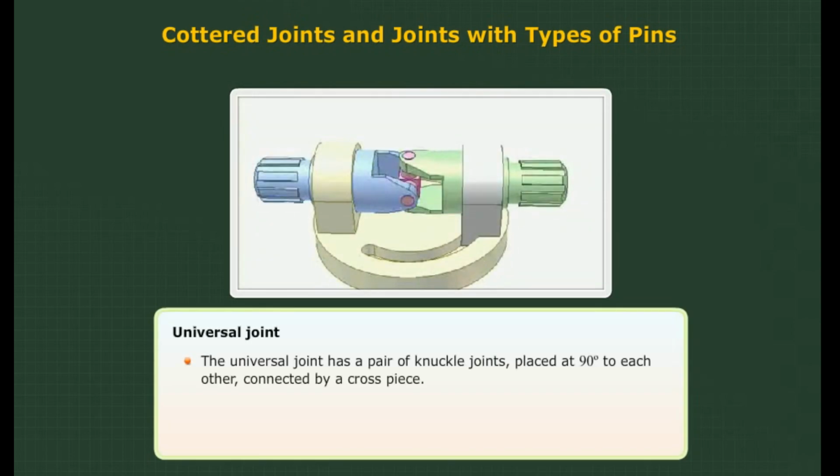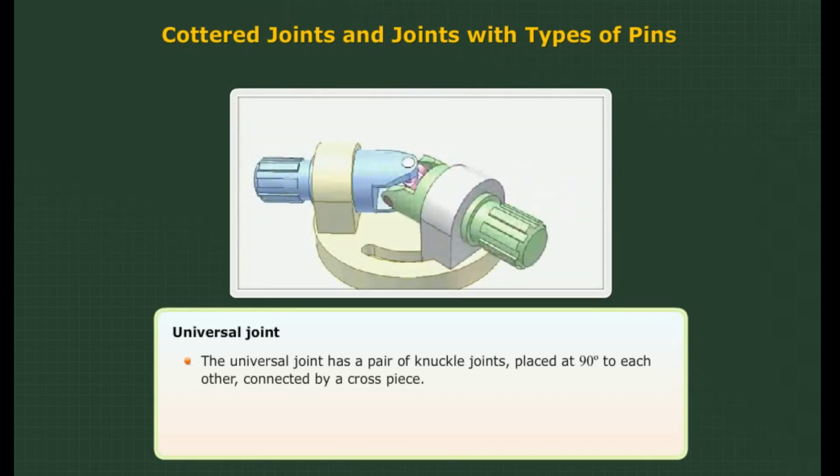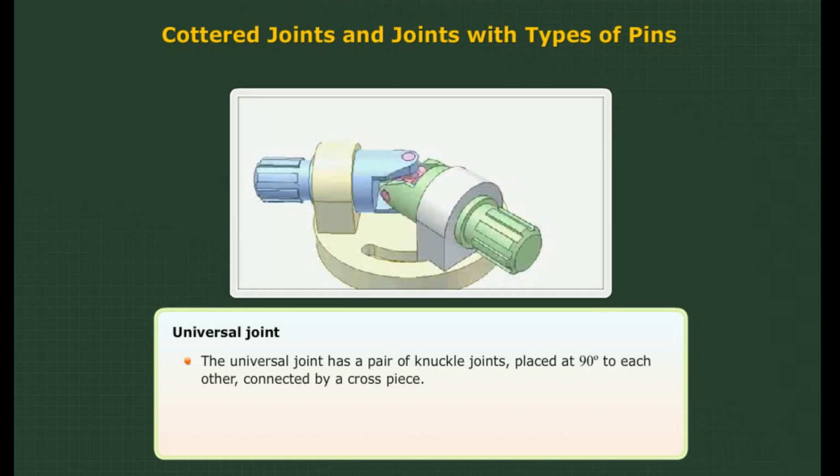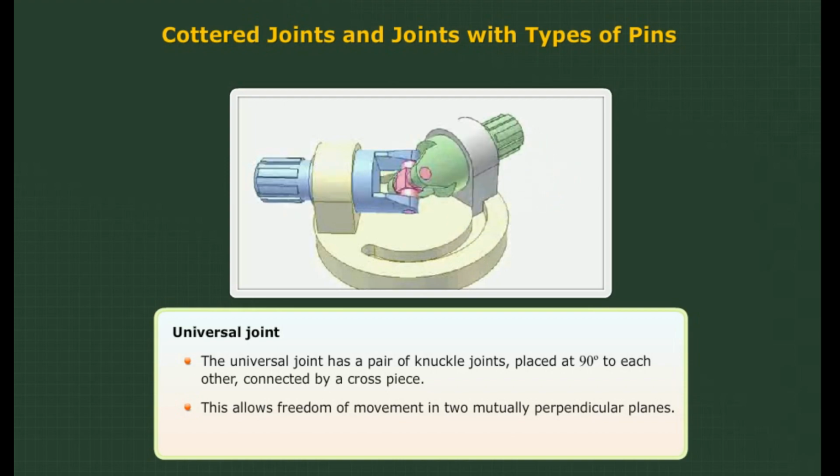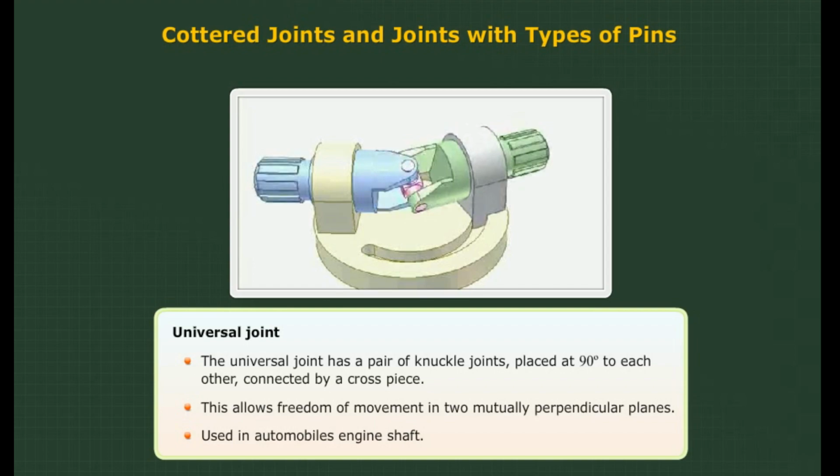Universal joint. The universal joint has a pair of knuckle joints placed at 90 degrees to each other, connected by a crosspiece. This allows freedom of movement in 2 mutually perpendicular planes. Used in automobile engine shafts.